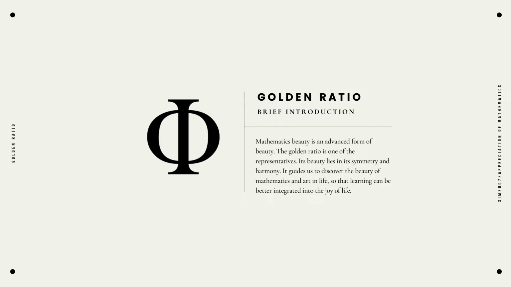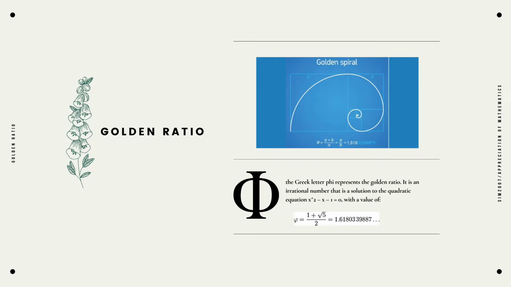Mathematical beauty is an advanced form of beauty. We know that mathematics is a language and there are many things in our daily life we could relate to mathematics. So the golden ratio is one of them. In mathematics, two quantities are in the golden ratio if their ratio is the same as the ratio of their sum to the larger of the two quantities. So that is how it is expressed algebraically. Like in the blue figure, (a plus b) over a equals a over b, and it is equal to 1.618 and so on. The Greek letter phi represents the golden ratio and it is an irrational number.